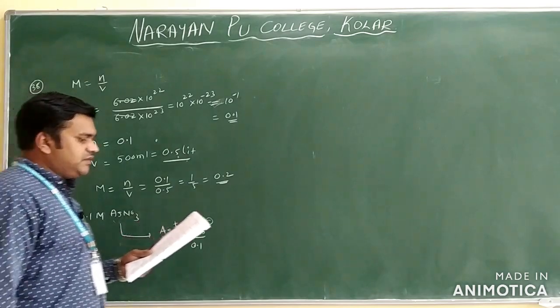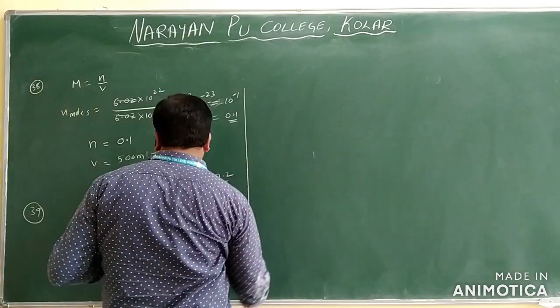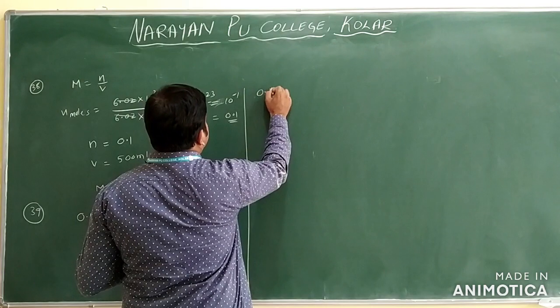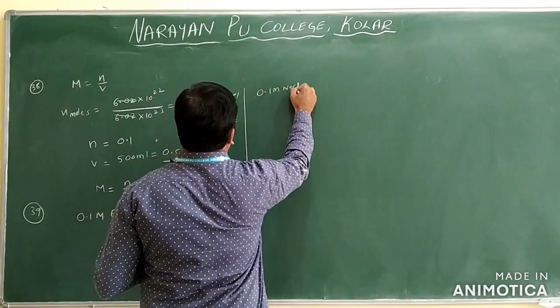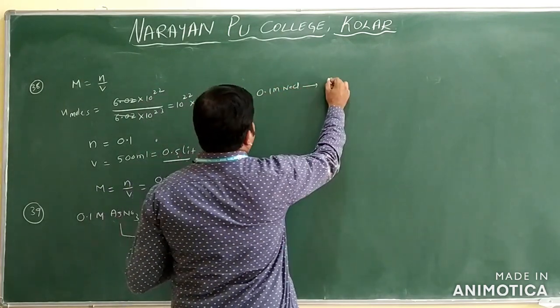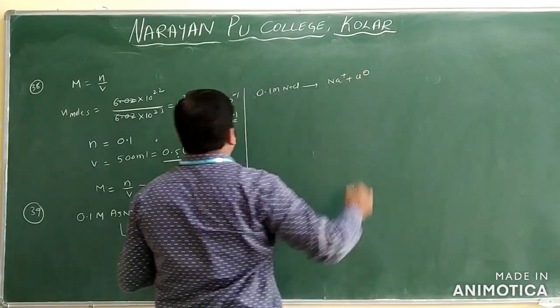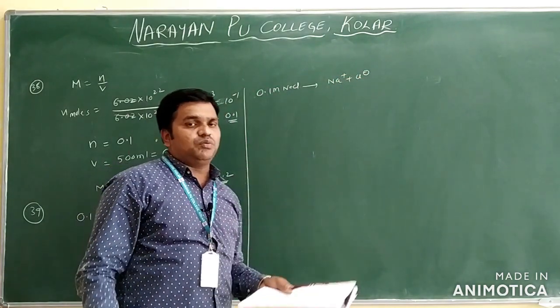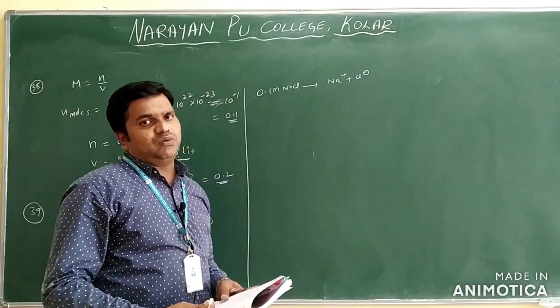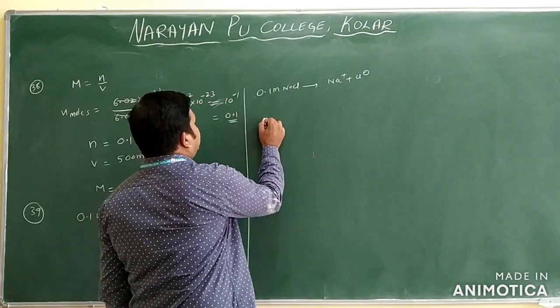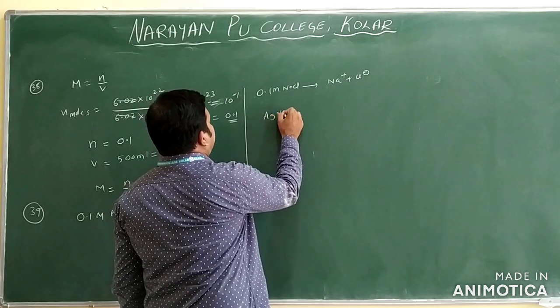And the next one given here is NaCl. This is 0.1 molar NaCl only. This can be dissociated into Na plus and Cl minus only. So the concentration is 0.1 of Na plus and 0.1 of Cl minus only. Let us write the equation between silver nitrate and NaCl only.